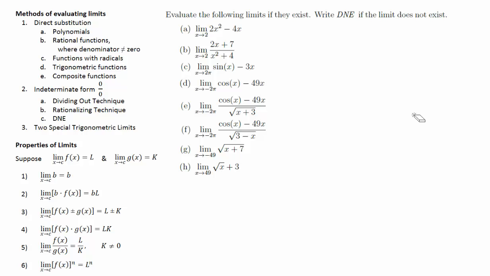In part F, we have the limit as x approaches negative 2 pi of cosine of x minus 49x all over square root of 3 minus x. We already evaluated the limit on top. If you plug in, we ended up getting 1 plus 98 pi. On the bottom, we get the square root of 3 minus 2 pi. And that's defined, which means our limit exists, all over square root of 3 plus 2 pi.